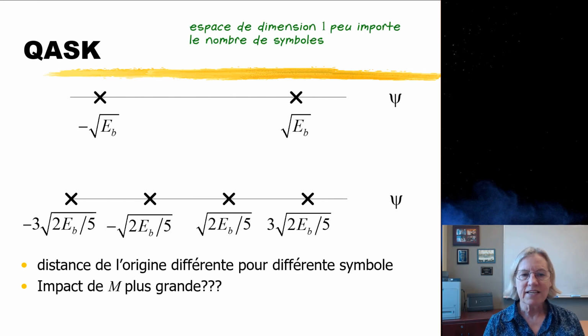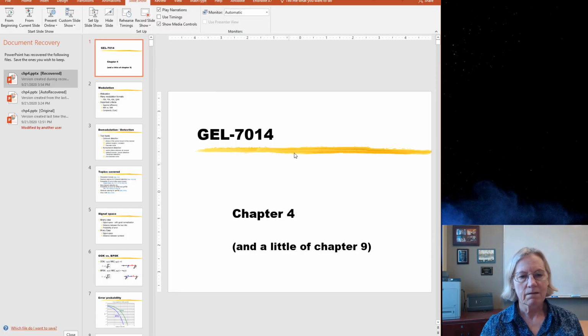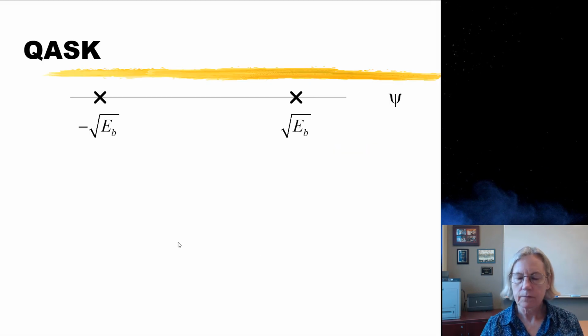So let's now look at the signal space representation for amplitude shift keying. I mentioned that on-off keying was an example of amplitude shift keying, but I could equally say that antipodal signaling is also an example of amplitude shift keying. I could have plus and minus 1, for instance, as the two amplitudes that represent a logical 0 and a logical 1. Okay, that's also amplitude shift keying.